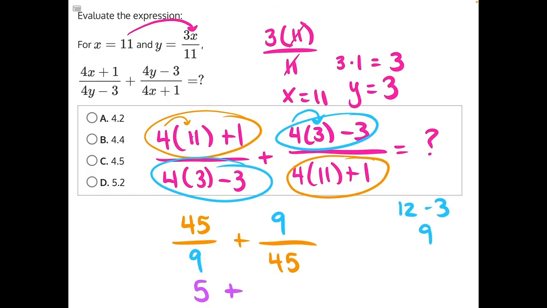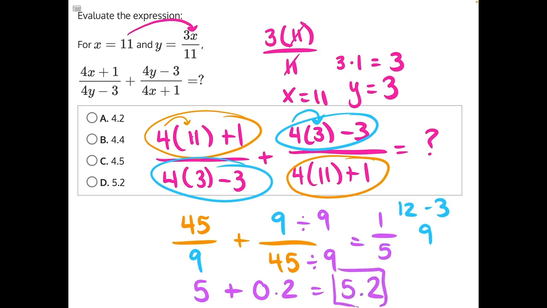Now let's simplify our second fraction. We can pull out the greatest common factor, which would be 9, from the numerator and denominator. 9 divided by 9 will give us 1, and 45 divided by 9 will give us 5. 1/5 simplified into a decimal would give us 0.2. So 5 plus 0.2 would give us 5.2, making answer choice D our correct answer.